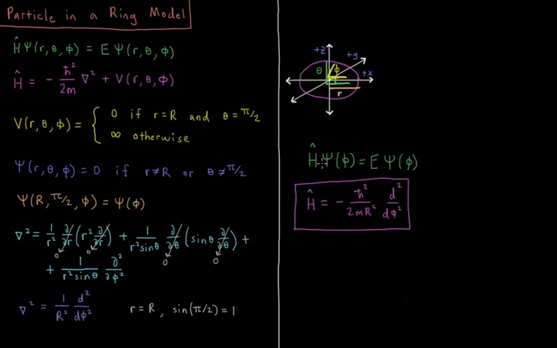So now our Schrodinger equation becomes H psi of phi equals E psi of phi, where our Hamiltonian is equal to minus h bar squared over 2m R squared times the second derivative of the wave function with respect to phi. So this is the Hamiltonian that we'll be using in subsequent videos to eventually solve for the wave functions and energies of the particle in a ring model system.